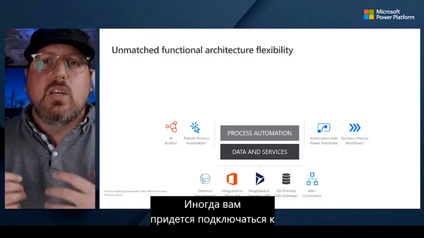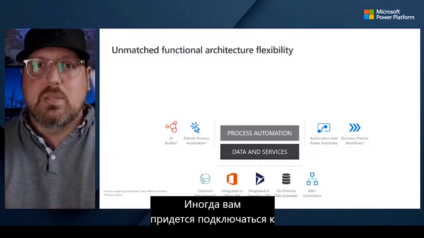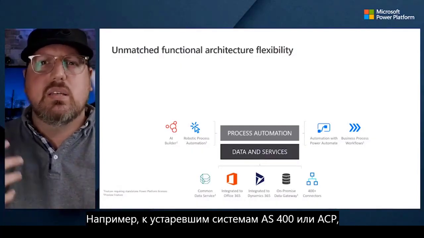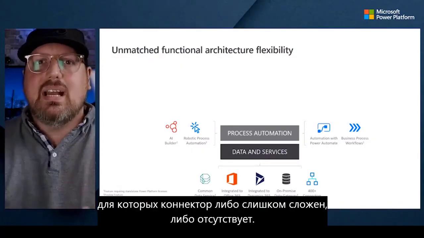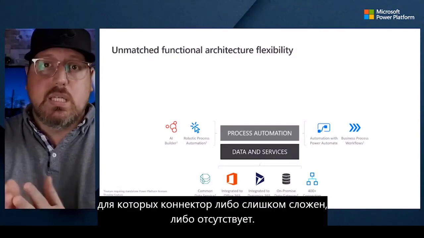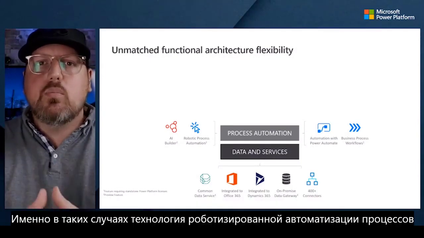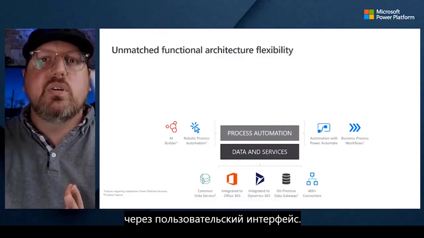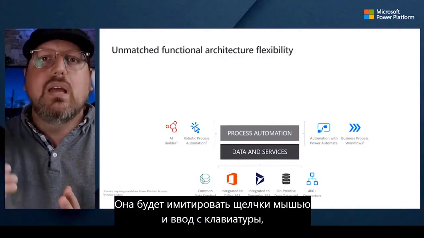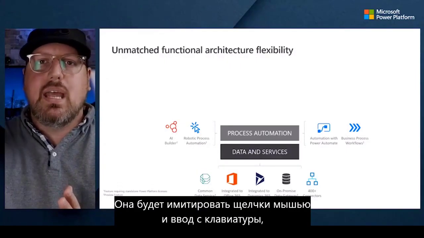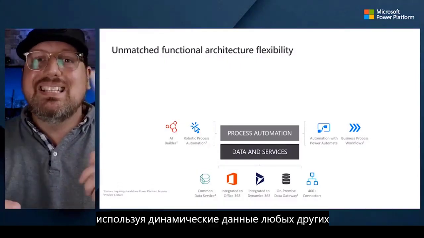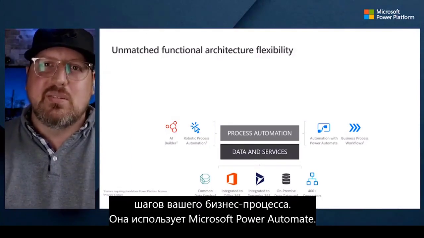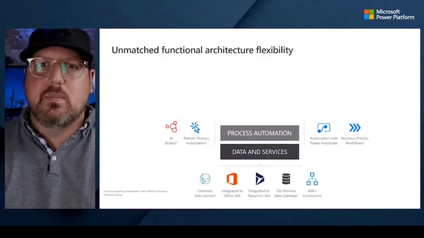And some of the time, you will have to connect to systems that do not have an API. Let's say old AS400, some SAP, where the connector is either too complex to build or it doesn't exist. This is where robotic process automation would allow you to interact with that database, but through the user interface. It will emulate clicks of your mouse and entries of your keyboard using dynamic data from any other steps of your business process. It uses Microsoft Power Automate.